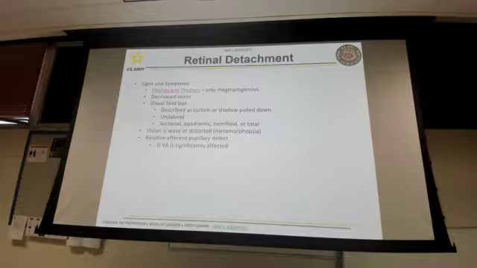Some patients will say that they experience metamorphopsia, so some distortion or waviness to their vision. And depending on how severe, you can end up with a relative afferent pupillary defect.